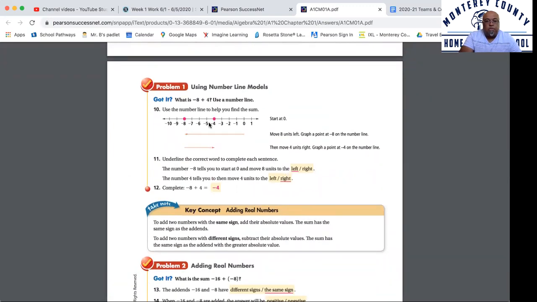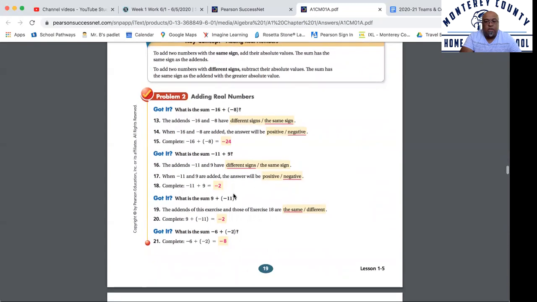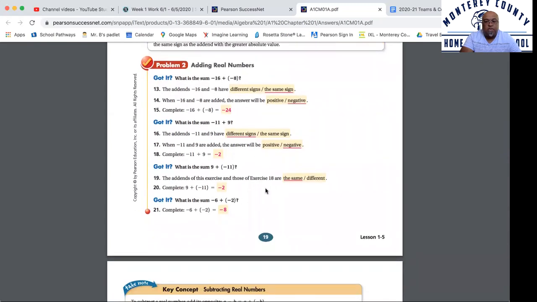Question 9 is greater than. Question 10, the points go on these spots here, and these are the lines to show where they go. Question 11 would be left and right. Question 12 is -4. Question 13 is the same sign, and question 14 is negative. 15 would be -24. 16 is different signs. 17 is negative. 18 is -2. 19 is the same. 20 is -2.